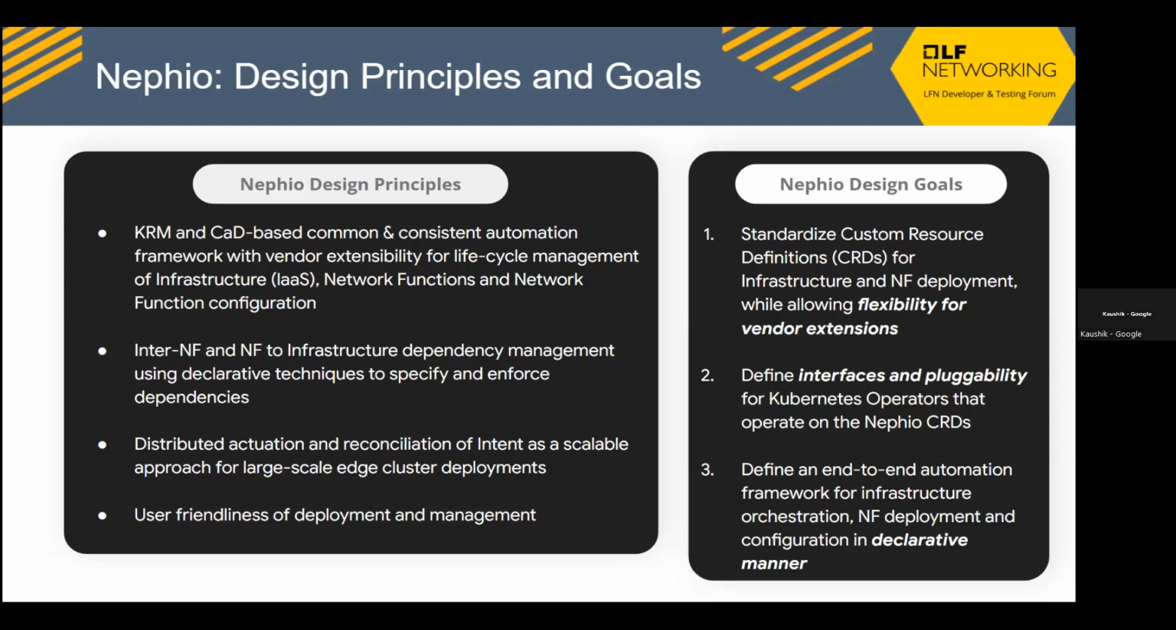But the first principle is KRM and configuration as data, a common and consistent framework for automation with extensibility for vendors, for lifecycle management of cloud infrastructure, network functions, and the configuration for those. The second design principle is how do we enable inter-network function dependencies as well as dependencies between NF and infrastructure to be managed using Kubernetes declarative techniques, and be able to specify and enforce those dependencies.